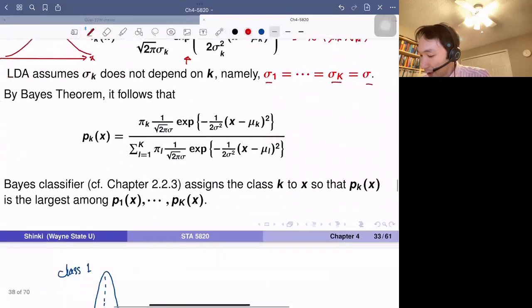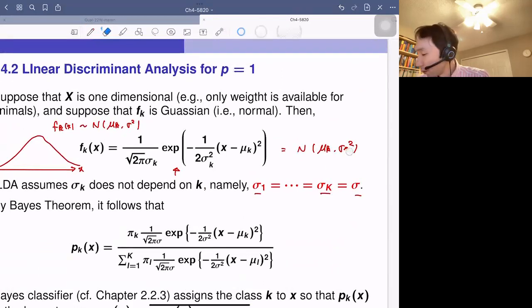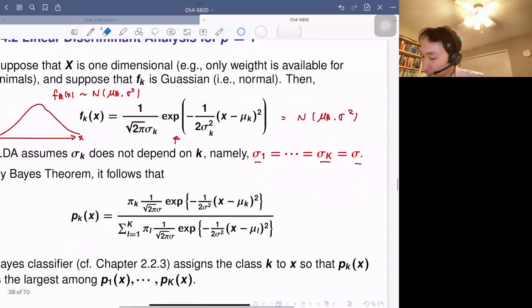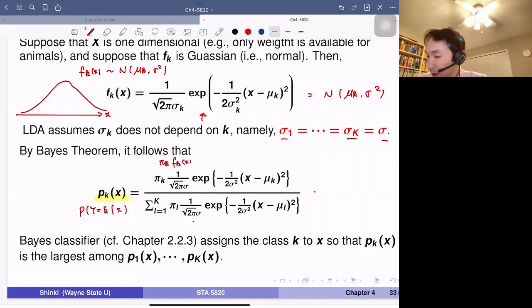So basically, we fit the normal distribution with the same variance for all groups, so the only difference is the mean. Then what is p_k(x)? That is the probability that Y is equal to k given X. That is pi_k f_k(x), right? And the denominator is the summation of that over l equal to 1 to K.